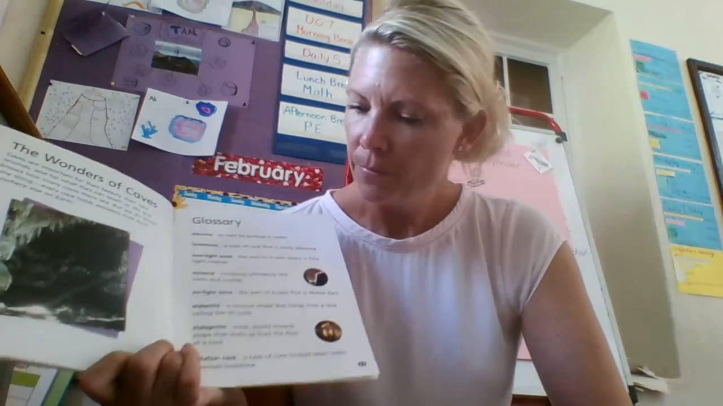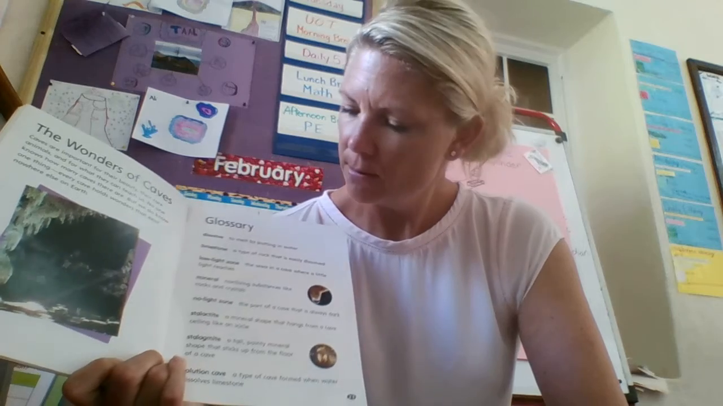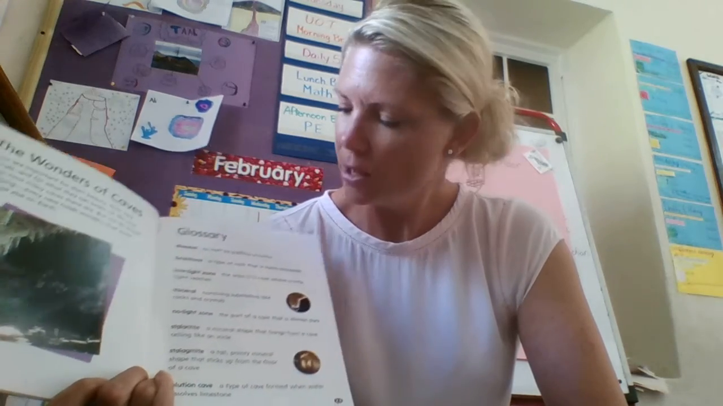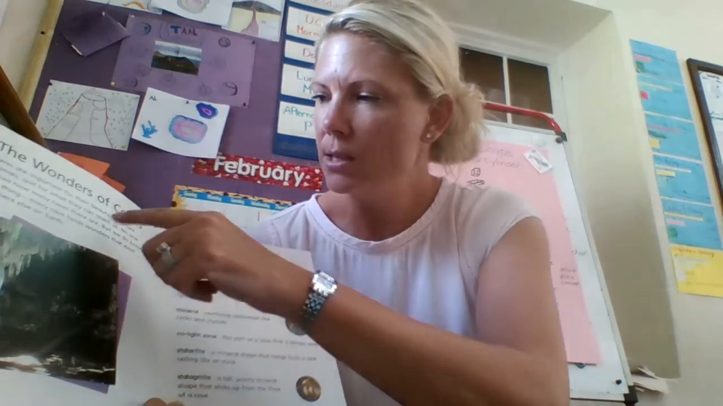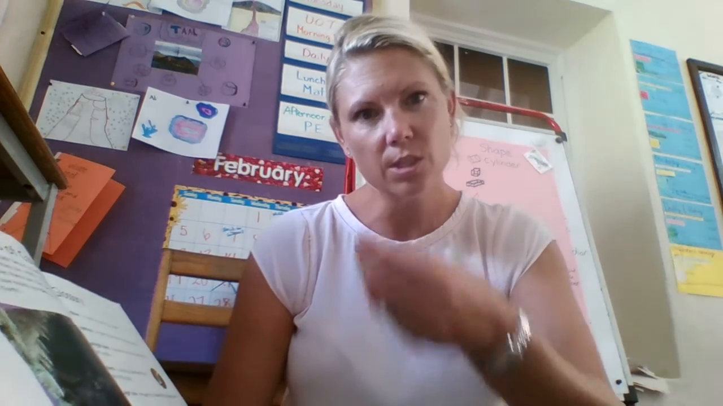Interesting. So this page right next to it is called the glossary. You know what a glossary is? Glossary will tell me the meaning of some of the words in the text. So if I see a word that's darkened in black, I can come and look at it and see what it means. Like dissolve, that's a good word. Dissolve means to melt by putting in water. So like sugar will dissolve in water, it disappears. Limestone is a type of rock that's easily dissolved.